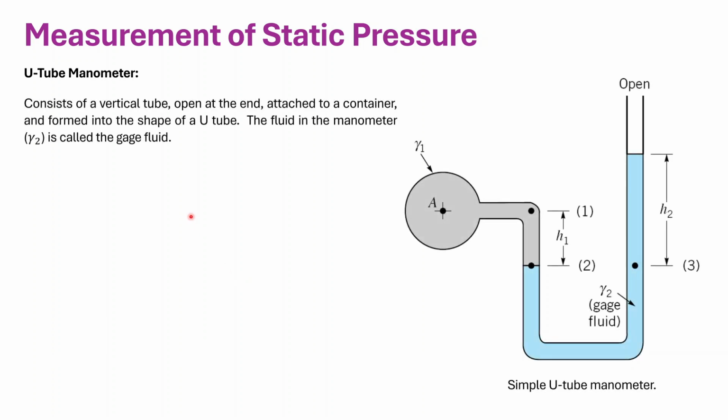U-tube manometers consist of a vertical tube open at the end, attached to a container, and formed into the shape of a U-tube. The fluid in the manometer, gamma 2, which is this one, is called the gauge fluid.